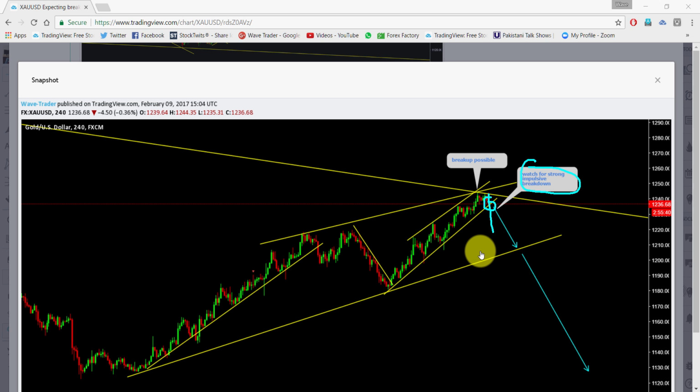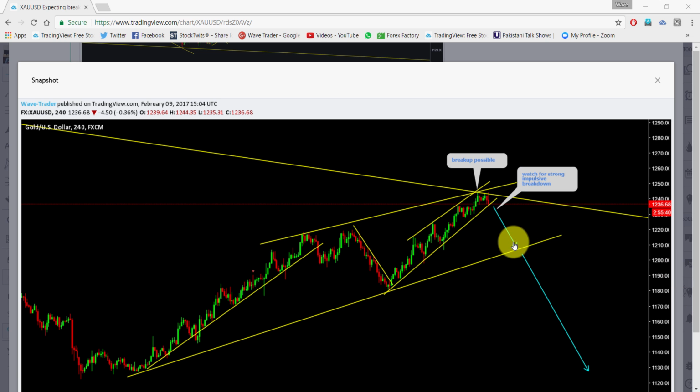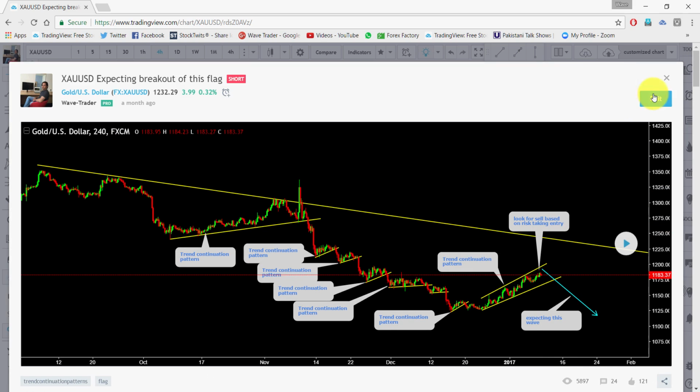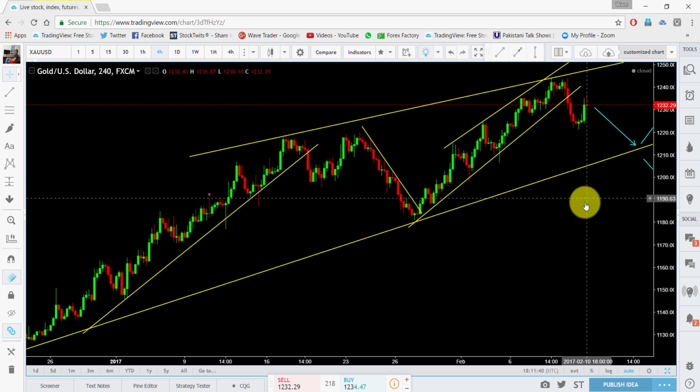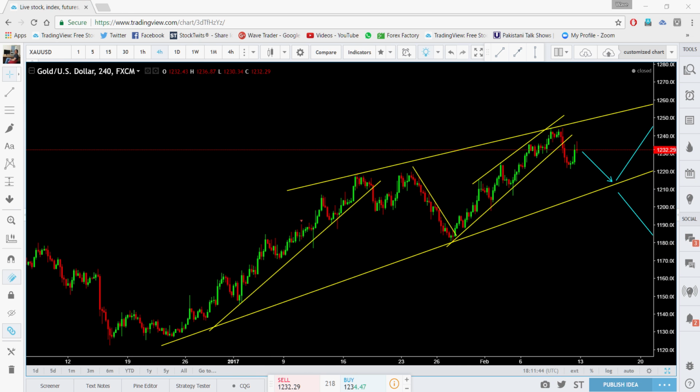If we see a continuation pattern, the first target is going to be this trend line, and if price breaks down, we will hold the trade up to the previous low. We got the impulsive move there, the impulsive breakdown. We were anticipating that here. This impulsive breakdown I was anticipating.